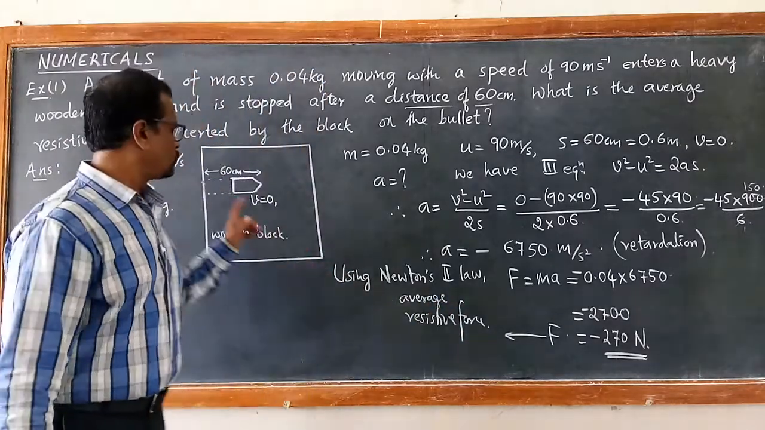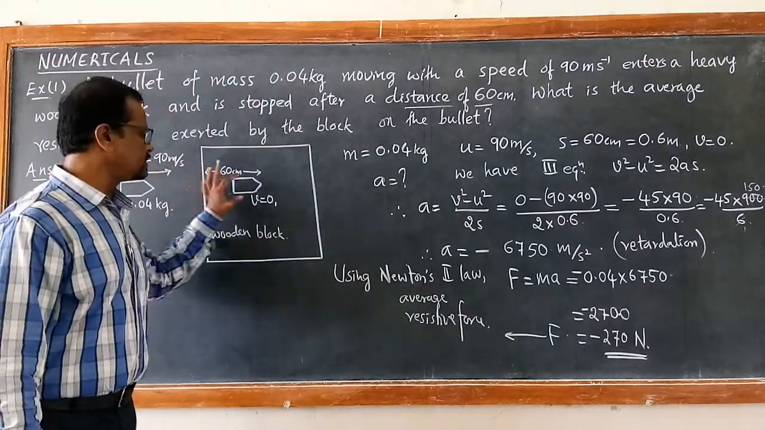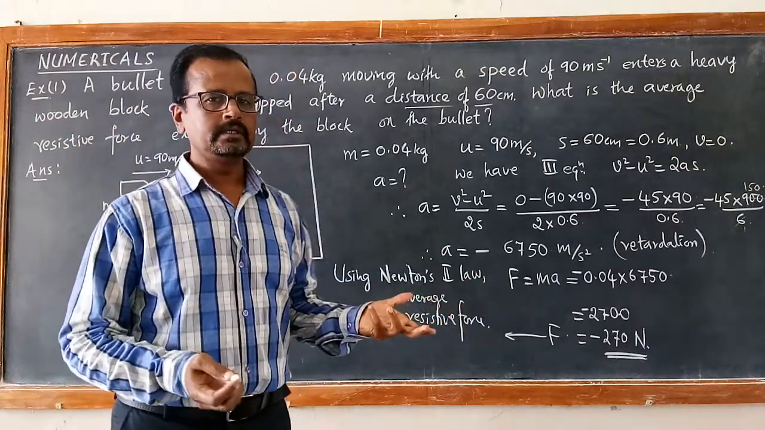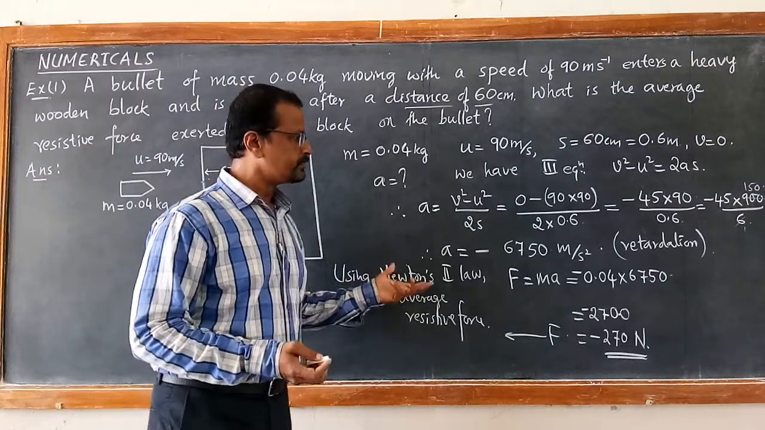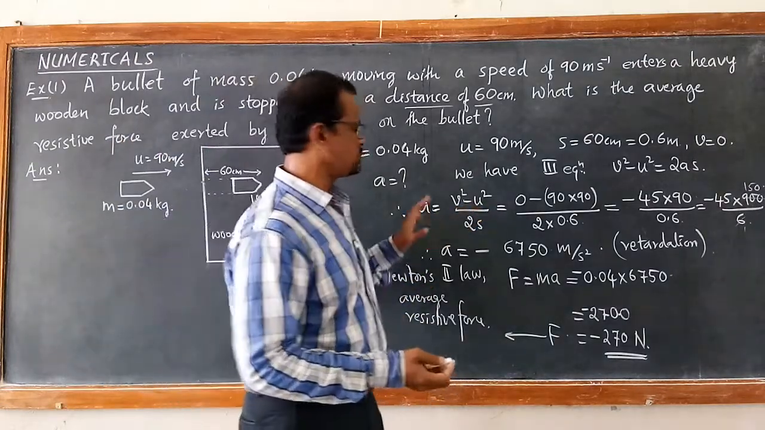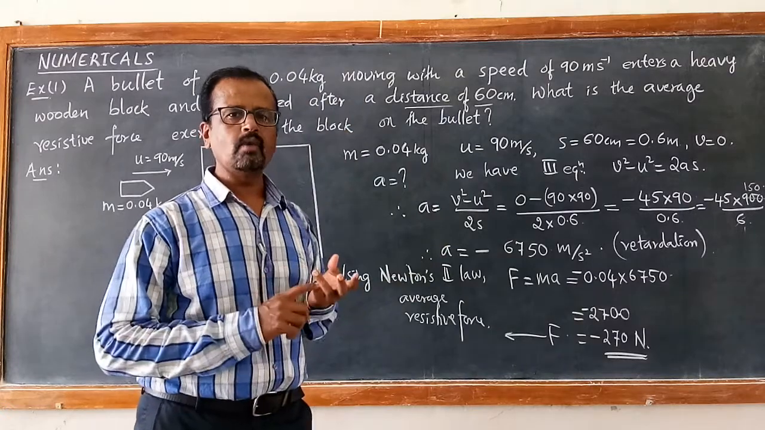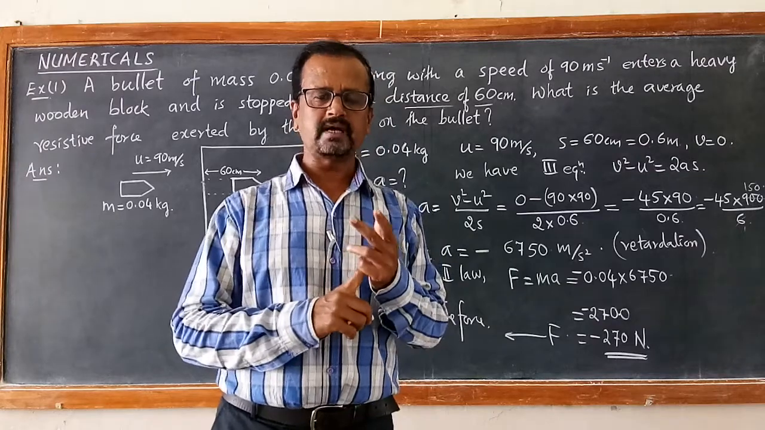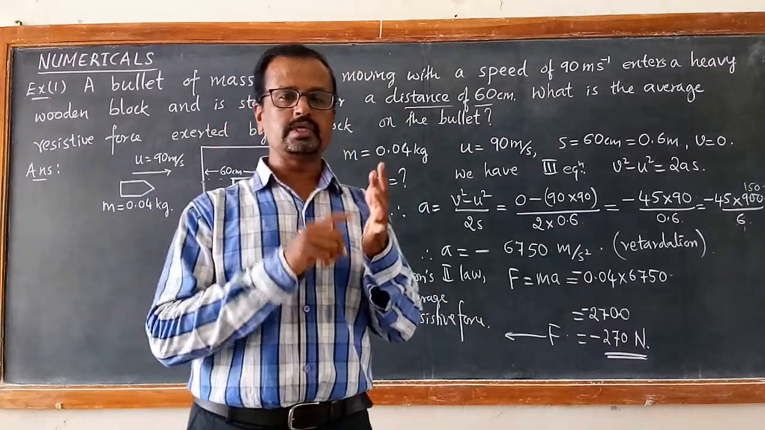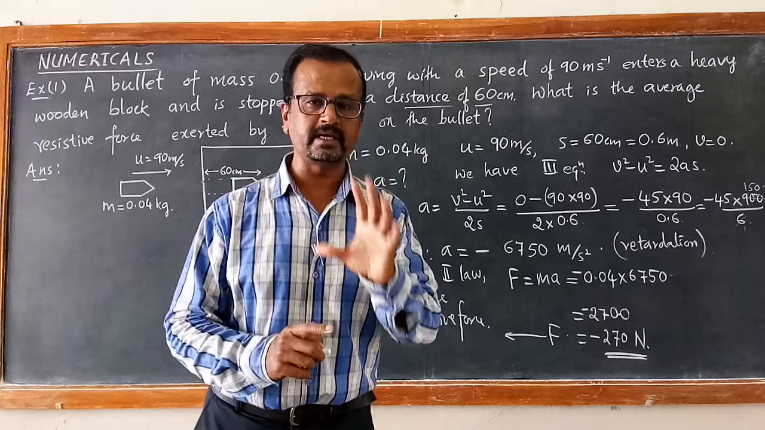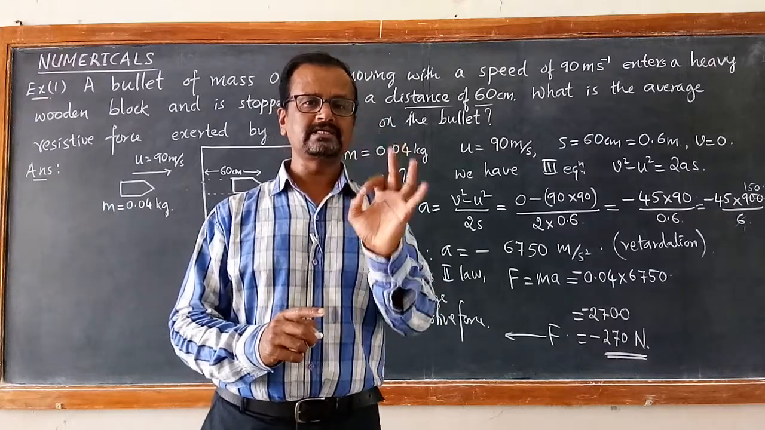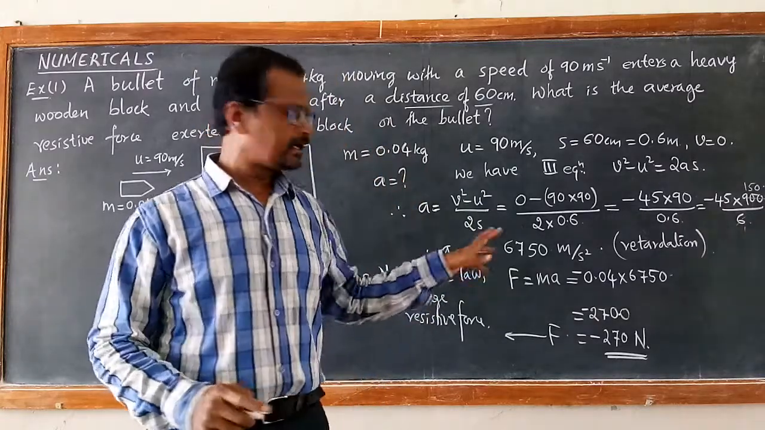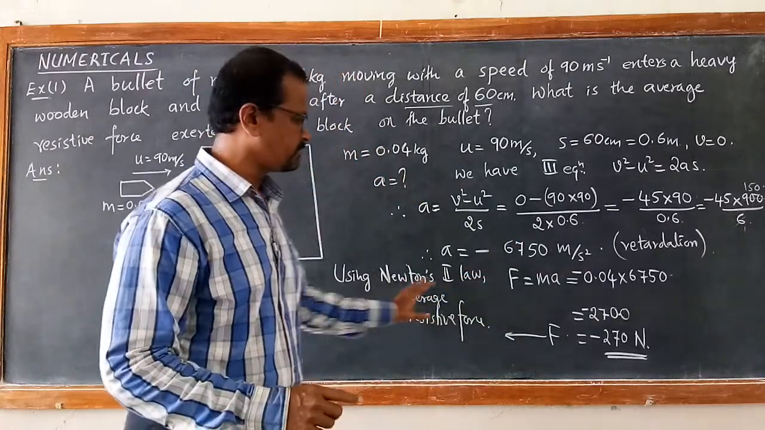The reason is we assumed the retardation inside the block to be uniform, but it may not be the case. Only when it is a uniform retardation can we apply these equations: equation 1, equation 2, equation 3. V equal to U plus AT, S equal to UT plus half AT square, V square minus U square equal to 2AS. These equations are applicable if and only if the acceleration is uniform, constant. So we assume the retardation to be constant and we calculated the force.